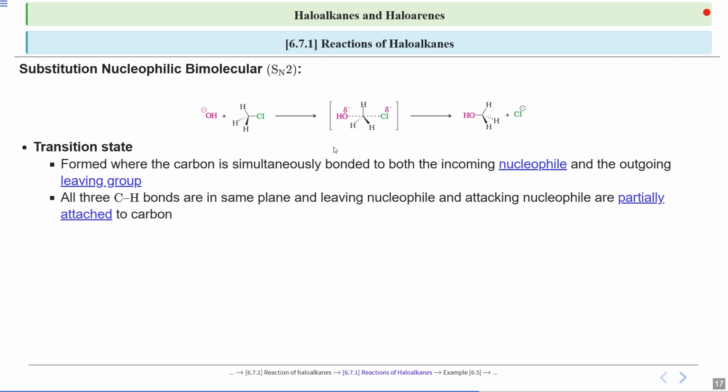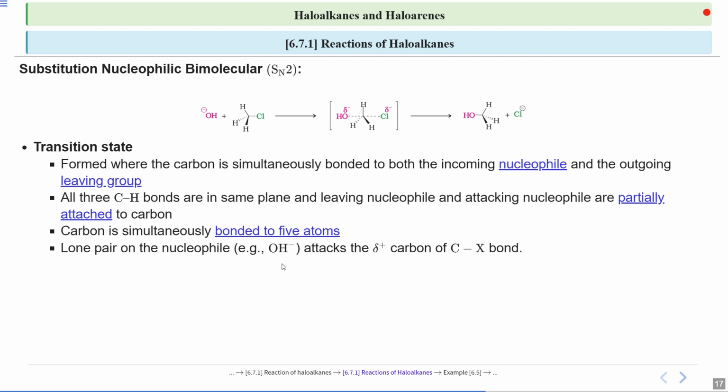As I said, in the transition state all 3 carbon-hydrogen bonds come in the same plane, and the nucleophile that is incoming and the leaving group, which is also a nucleophile, so you can call it the leaving nucleophile. The attacking nucleophile and the leaving nucleophile are both partially attached to the carbon. Now, in the transition state, the carbon is simultaneously bonded to 5 atoms at the same time.